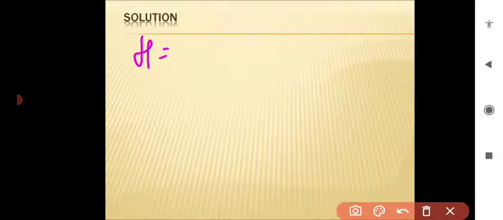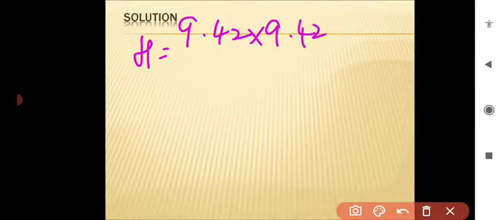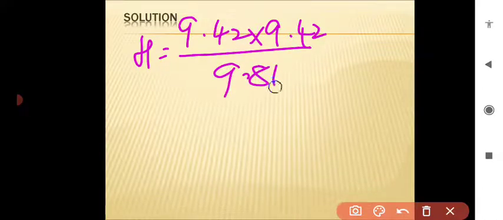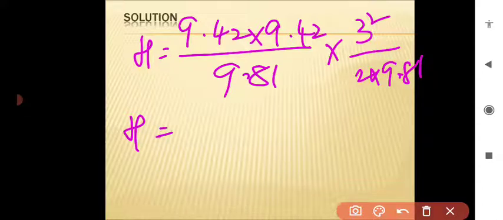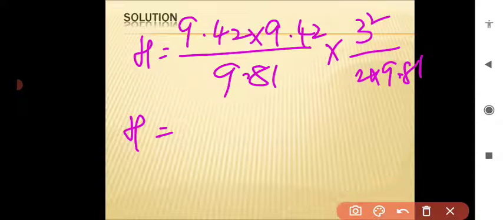So head is equal to 9.42 into 9.42 by 9.81, plus V2 square, that is 3 square, by 2 into 9.81. Calculate it and you will get the H value. You get the answer 9.51 meter. So this is the H value.